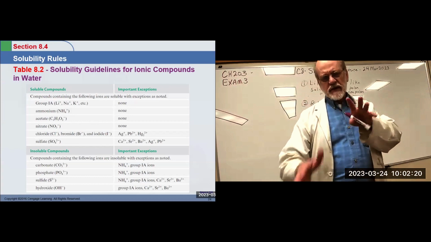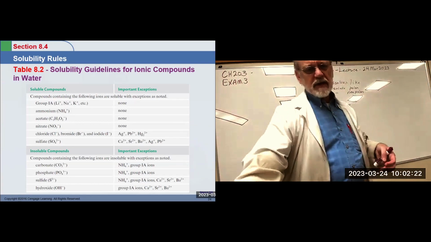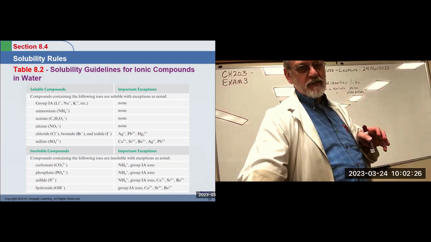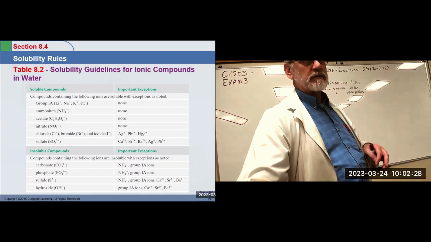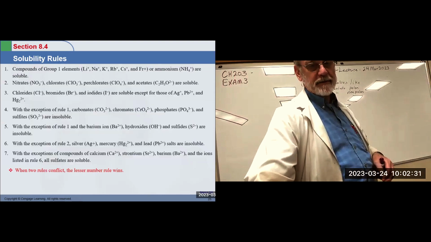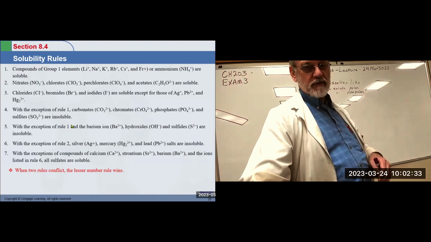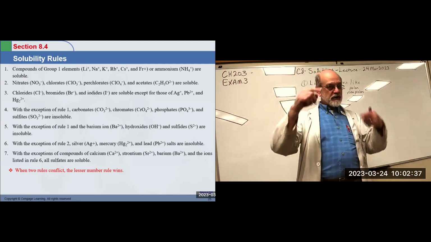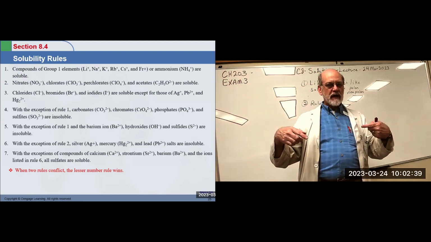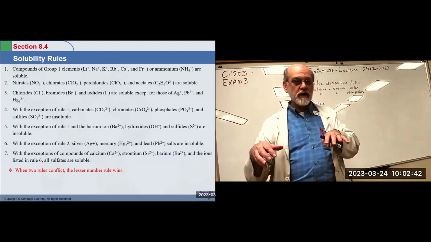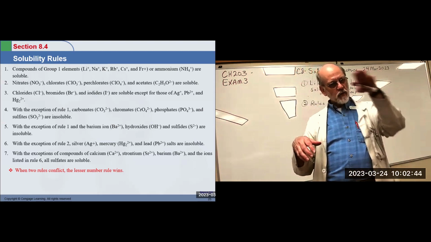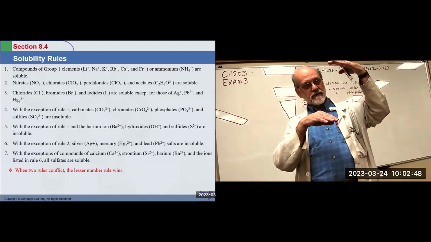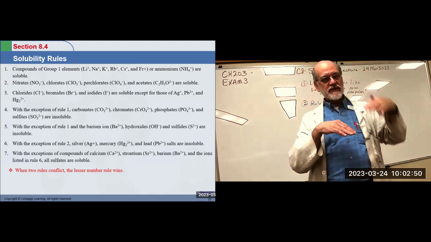So this table uses those rules, and I'm not going to spend a lot of time on it because you will have the chart available to determine solubility. And there are the rules. If you ever want to use the rules, they're set up so that if you're applying one rule and then another rule also applies, the one above is the one that takes precedence.